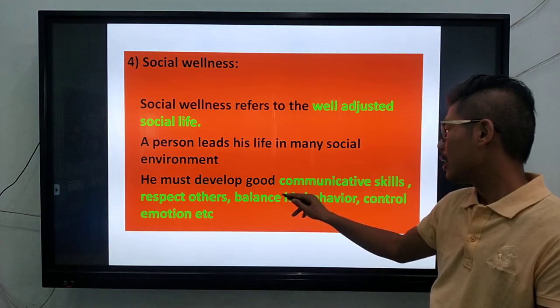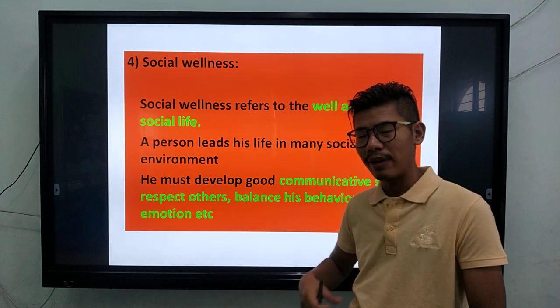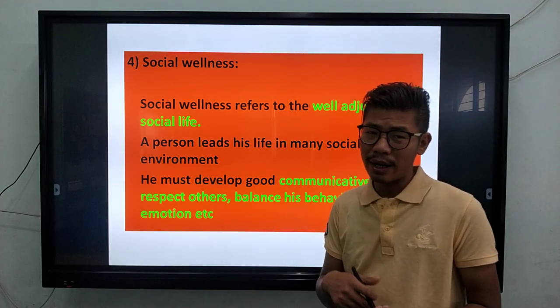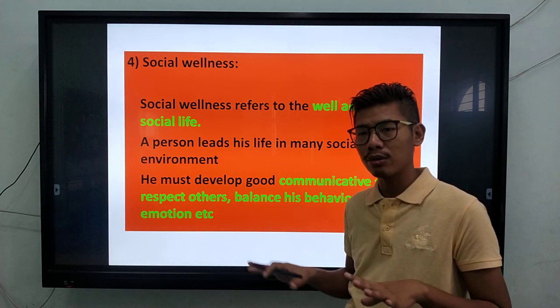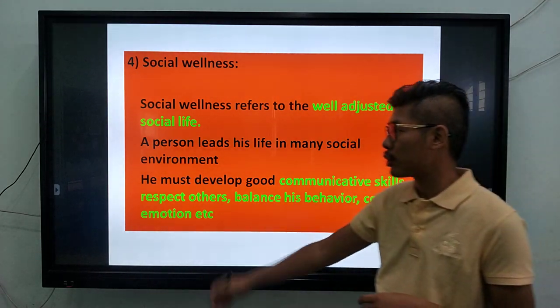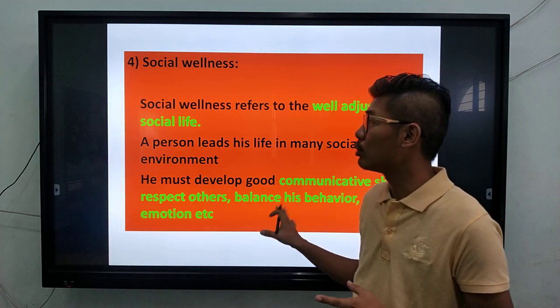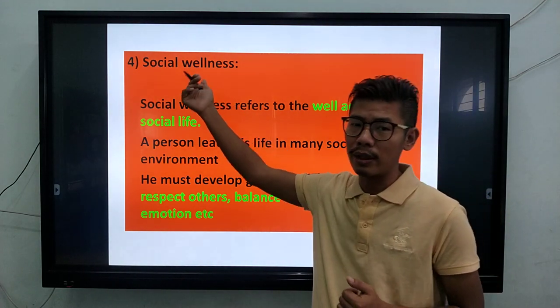You have to balance your behavior, how you behave. Always make sure to balance your behavior. Don't be very aggressive, don't be very shy, but always make a balance so that people will always be welcoming towards you. That's controlling emotions. So these are the things that you need to do so that you can improve your social wellness.